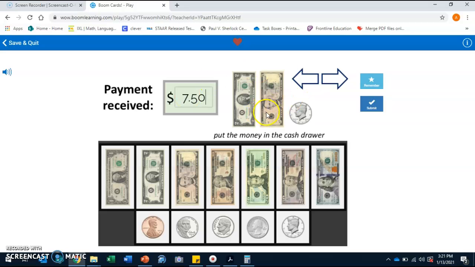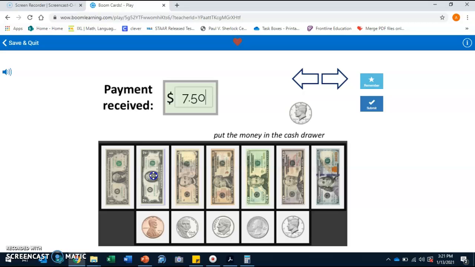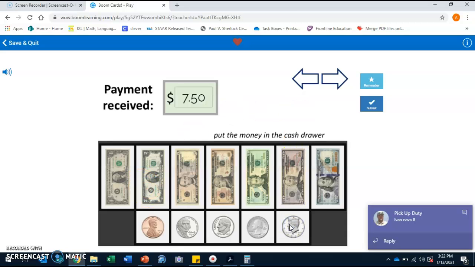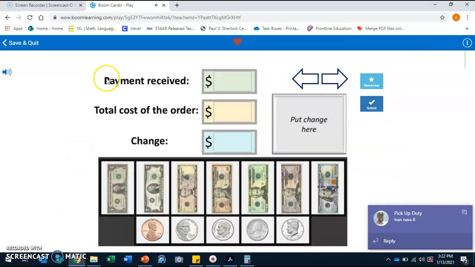$7.50. And then you will put your money in the cash register, so you can just drag it and put it where it belongs. These $2 bills also, you don't really see them as much as you used to before. However, they are still around. And then here, if you had any change, we would click on the arrow. So we would go, and then here it's asking you again, what was your payment received?